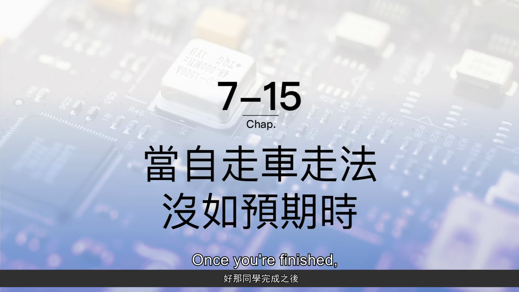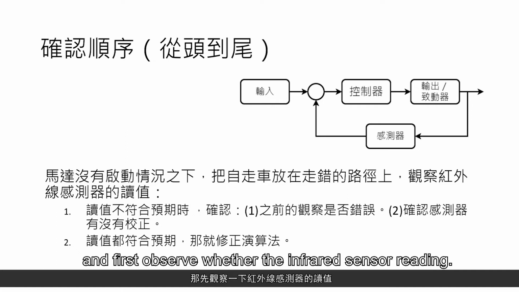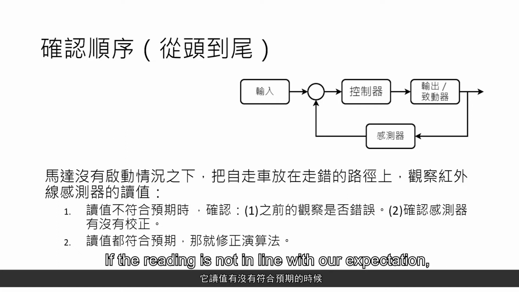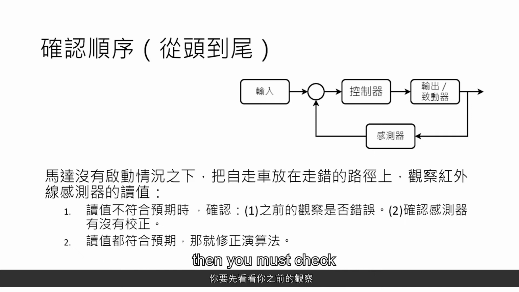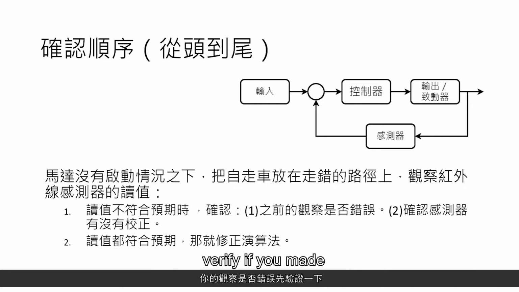Once you are finished, for the problems encountered which we were not able to anticipate, let me give you a few suggestions. The first one is that with the motor powered off, place the vehicle in the wrong path, and first observe the infrared sensor reading. If the reading is not in line with our expectation, then you must check the rule that you came up with based on previous observations. Verify if you made an incorrect observation.